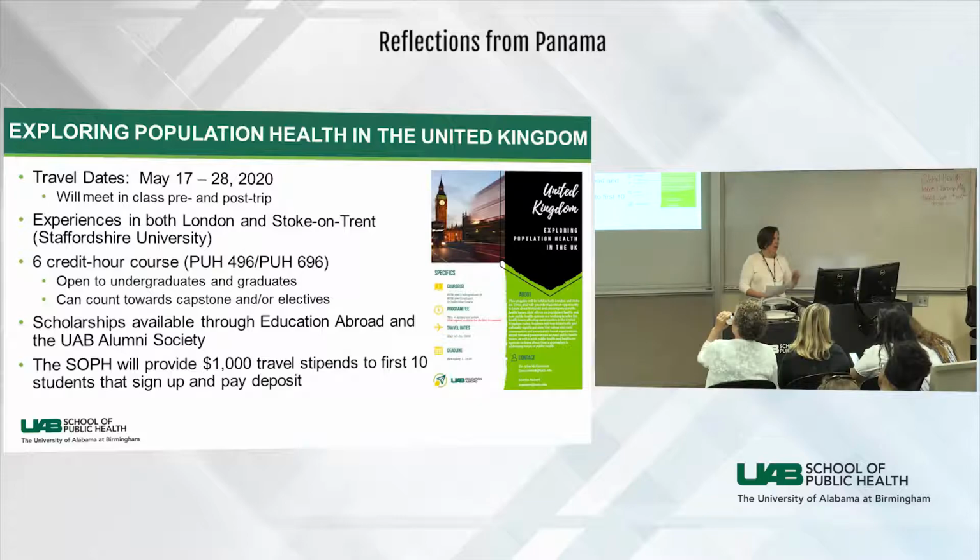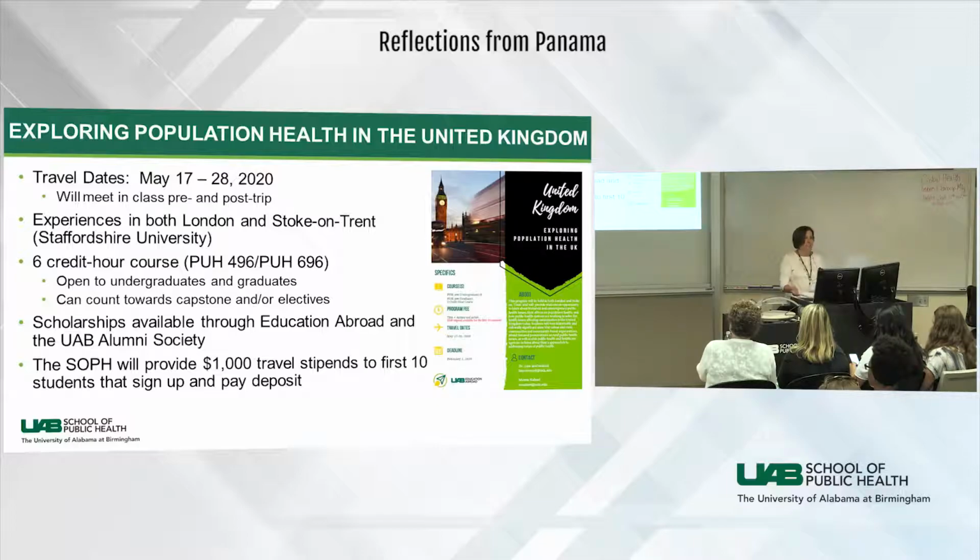Of course, there'll be some meetings and in-class work before we leave, and there will be some post-trip classes. We're going to have experiences in both London and Stoke-on-Trent, which is located between Birmingham and Leeds. It's a 6-credit-hour course, open to undergraduates and graduate students, and can count toward your capstone or any of your elective credits. You'll have to see your advisors or program coordinators to see how that can work for you.